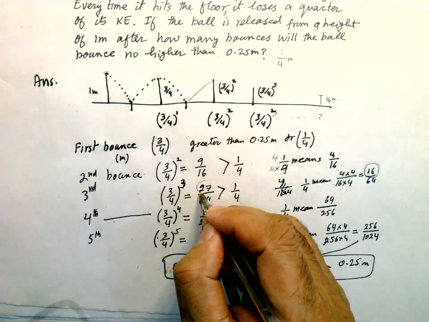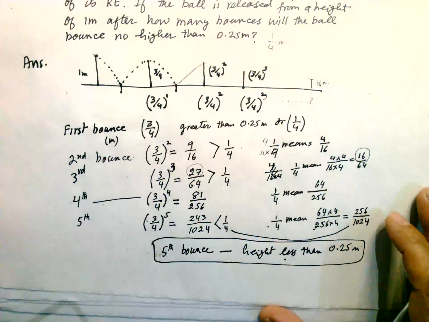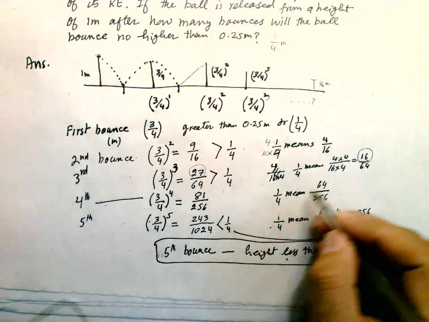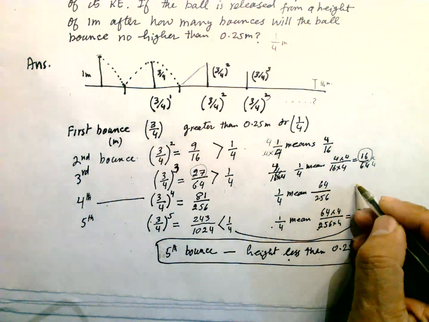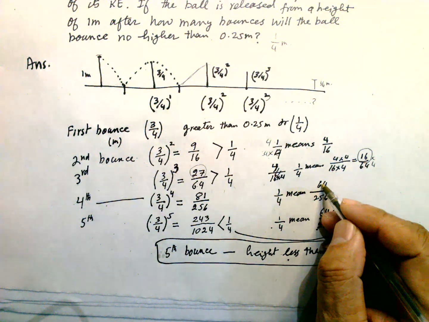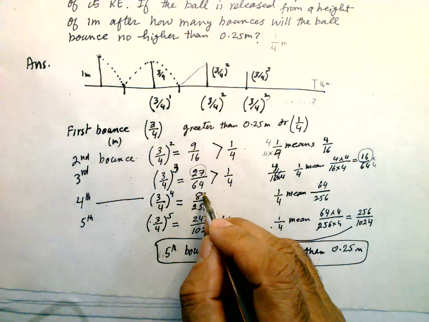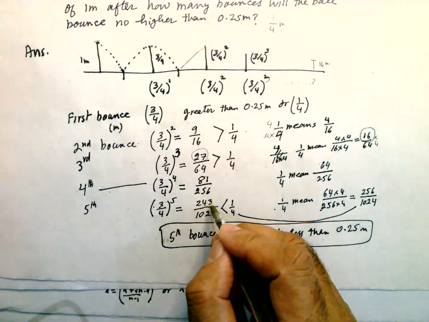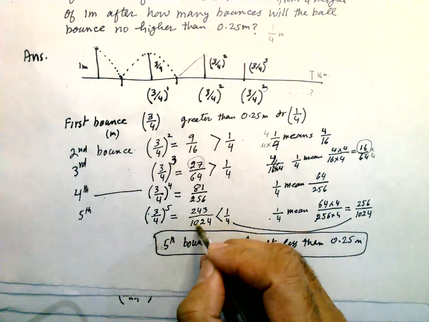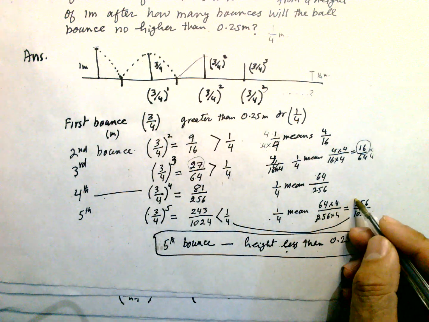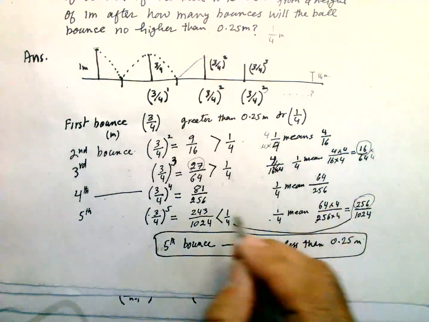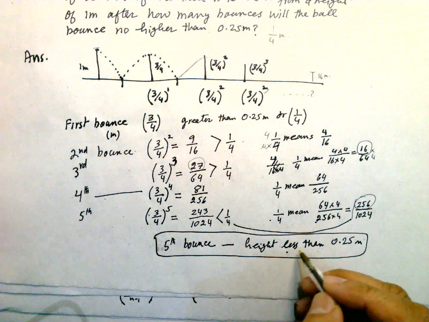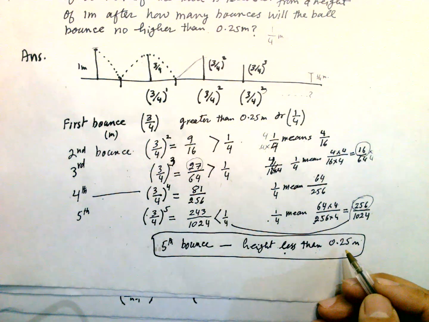16 is less than 27. So next one is 81 by 256, and multiply by 4 up and 4 down, so this will be 64 over 256. 64 is less than 81. And next one is raised to power 5, so this is 243 over 1024, and if you multiply this one, 1 by 4 gives 256 over 1024. 256 is less than 243, so it's lower. So that is the fifth bounce, the height will be less than a quarter of a meter.